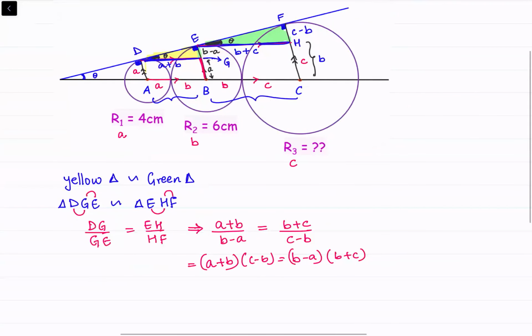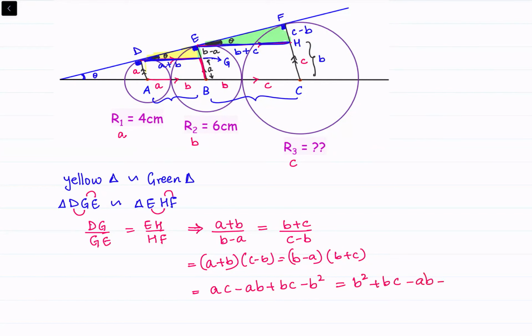Let's solve this. So we get AC minus A square plus BC minus AB on the left side, equal to B square plus BC minus AB minus AC. So we see here, minus AB and minus AB get cancelled, BC and BC get cancelled. So we take AC to one side. So we get 2 times AC is equal to 2 times B square.